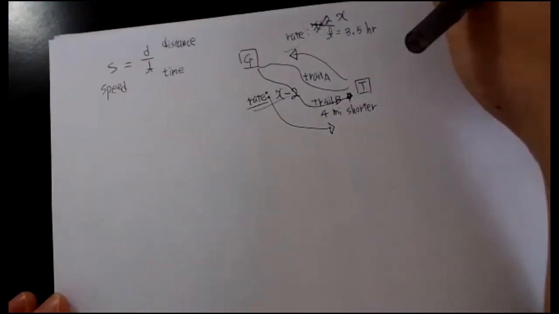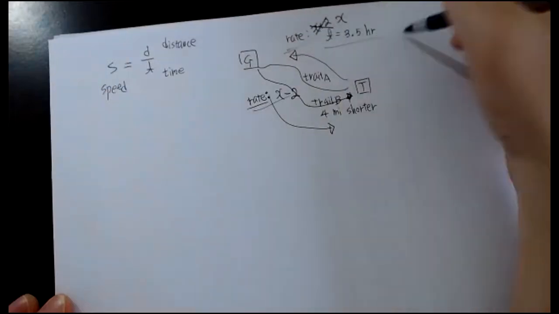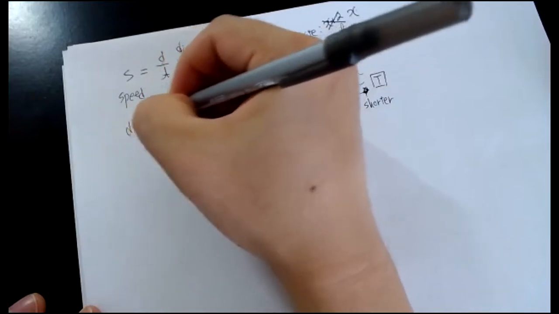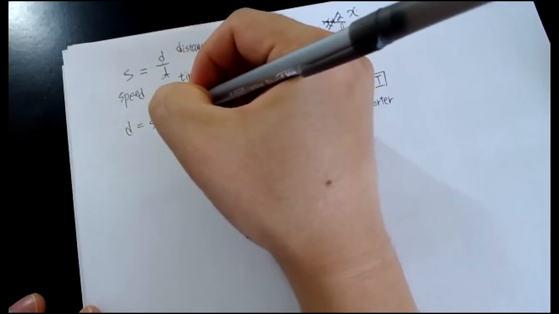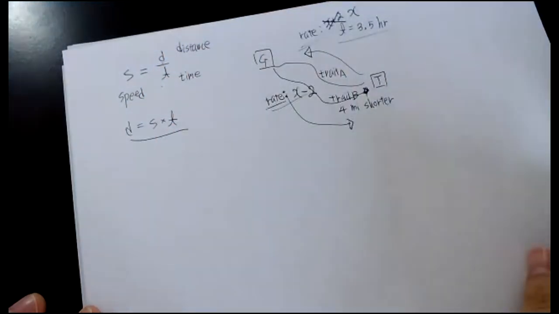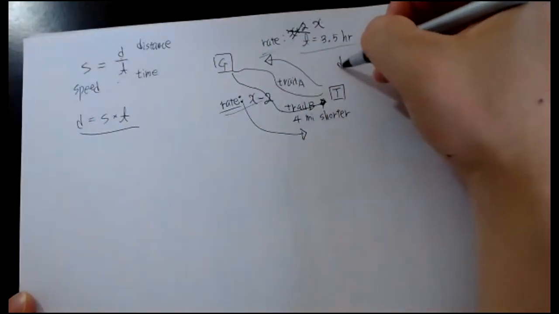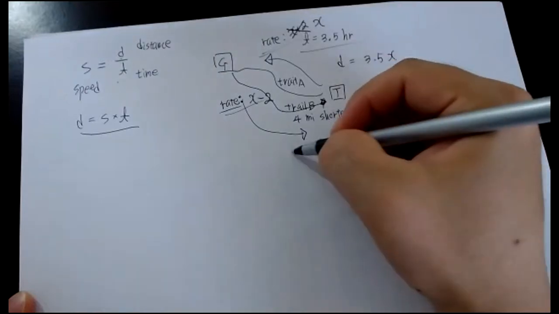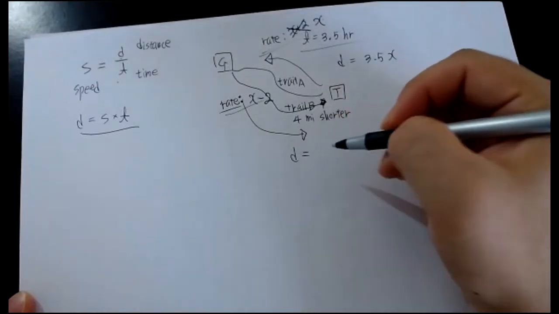So then we have rate and time. From this formula, we can get this: distance is equal to speed times time. So here, distance is going to be x times 3.5, which is 3.5 times x. And here, distance is going to be what?